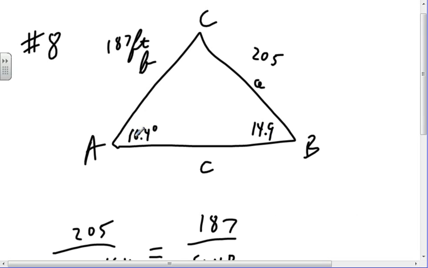Well, if this is 16.4 and that one's 14.9, then this guy had better be 180 minus those guys, right? So 180 minus the answer minus 16.4, 148.7. Okay, well, do it again.